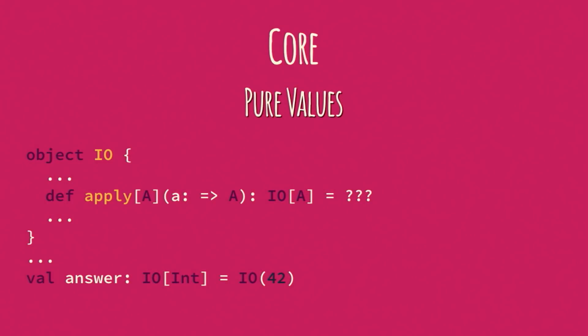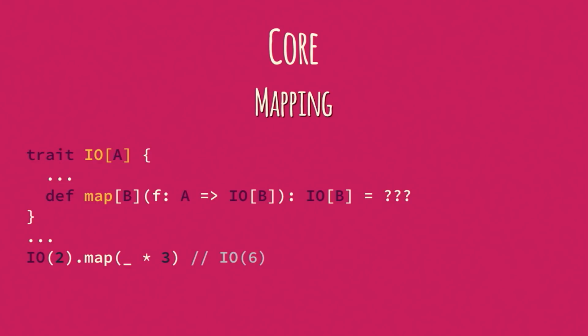I/O has a function called apply that's capable of taking a pure value and lifting it up into an I/O of A. So if you have an int, you can lift that right up into an I/O of int. It has a function called map, just like collections and option do, which takes an I/O of A and turns it into an I/O of B by allowing you to specify a function that takes an A and turns it into a B. So if you have a program that builds an A, you can turn that into a program that builds a B by mapping over it.